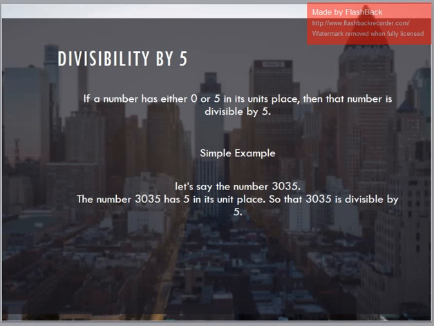So again, i-check lang yung dulong number, pinaka-last, and pag nakakita kayo ng 0 or 5, you can assume, and you know it's correct, na the given is divisible by 5.